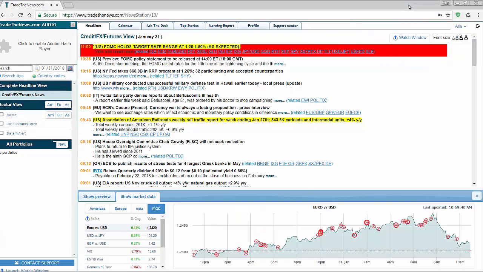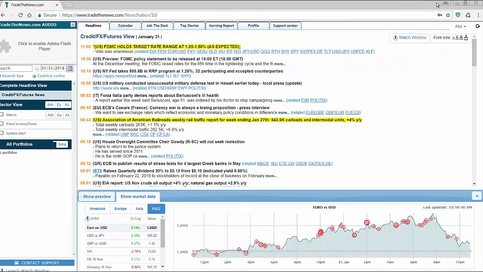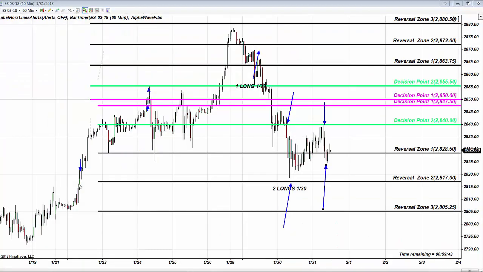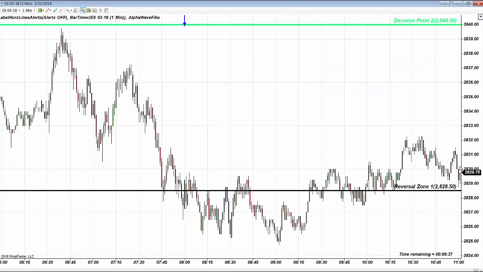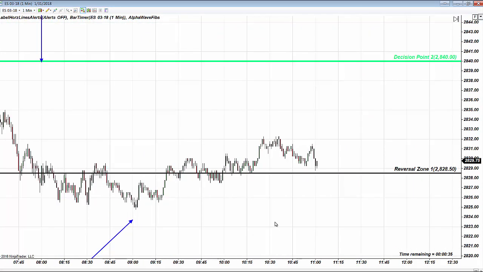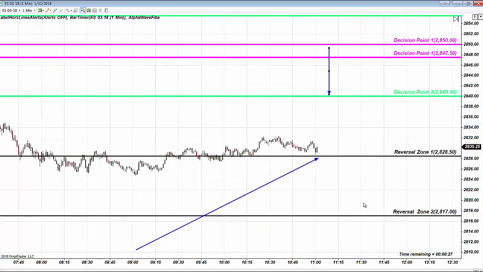FOMC held the target as expected. Incredibly bullish news. Let's move the chart to 1 minute and let's see if price will break through 2840 next. Last chance on S&P. This is the key level to the upside. If rules are met, you will see the trades.